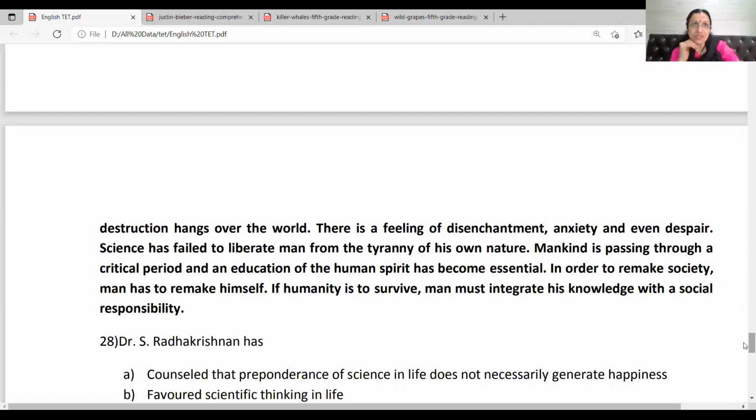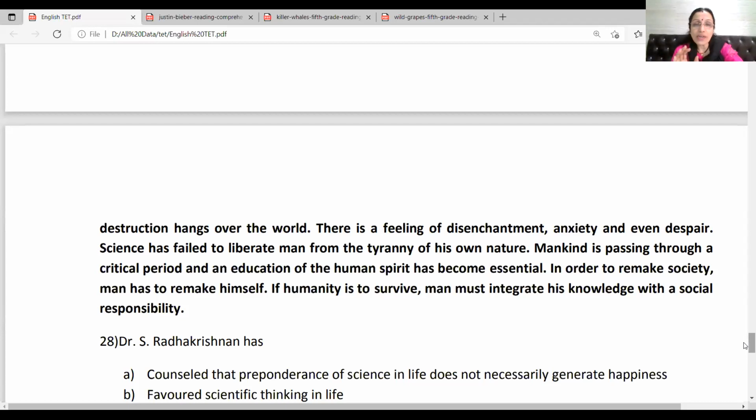Now, if you've seen, is this passage simpler or more complex than the previous two? More complex. So this is how they will give you graded passages like this. This passage is all about his opinion, the writer's opinion.